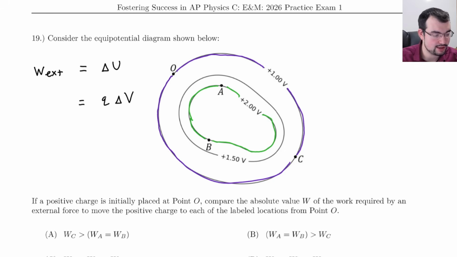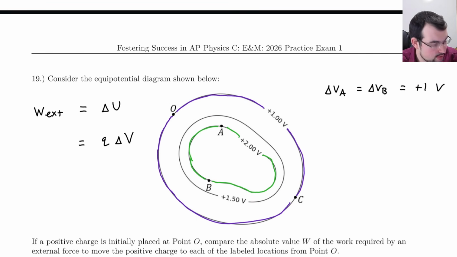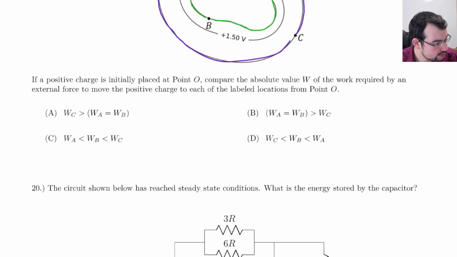So we know it's actually going to cost the same amount to push you to A and B. So we know that delta V to A is equal to delta V to B, which would be equal to plus 1 volts. And then delta V to C would actually be 0 volts because C is on the same line as O. So it costs nothing to move to C, and it costs something to move to A and B. So that would correspond to answer choice B. I would say this is level 1 because it is just a 1-step thing. You got to read the equipotentials.